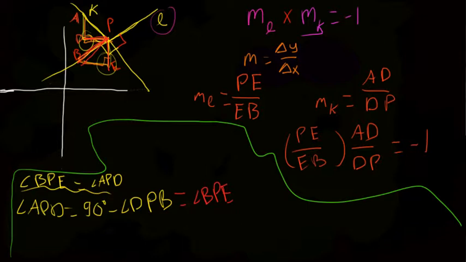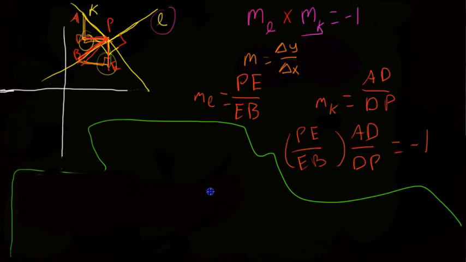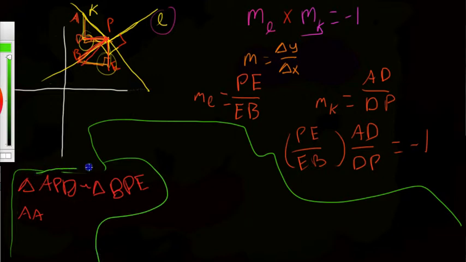So we can clear that, and by angle-angle similarity, since we have two angles equal, all our side ratios are going to be the same. So triangle APD, the top one, is similar to triangle BPE by AA. That's very easy. Keep that in mind while we prove the rest of it.